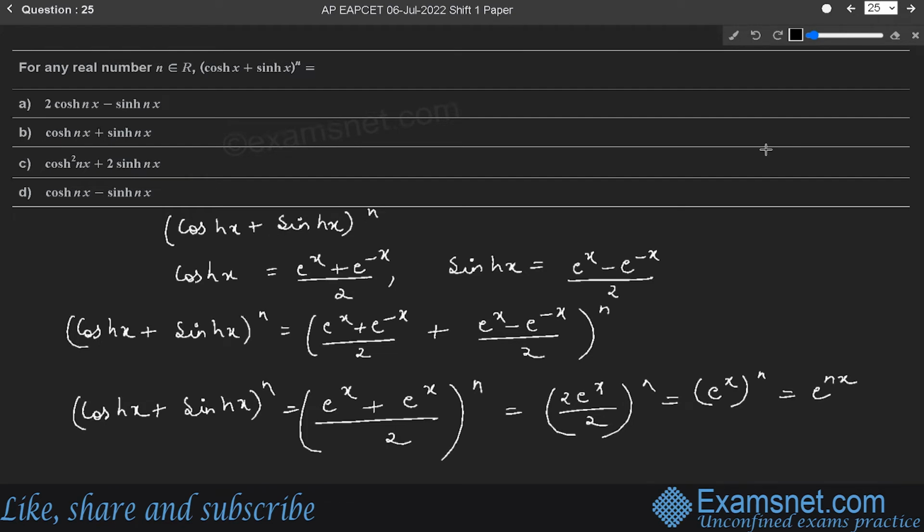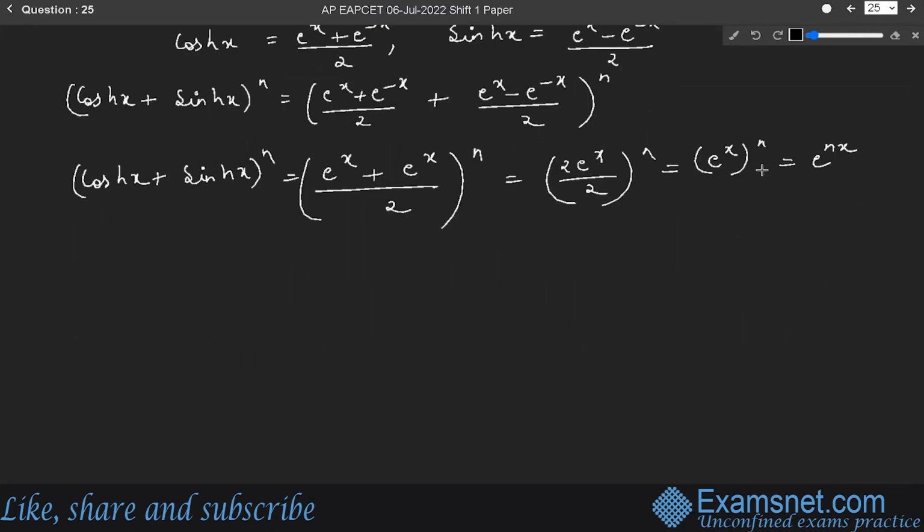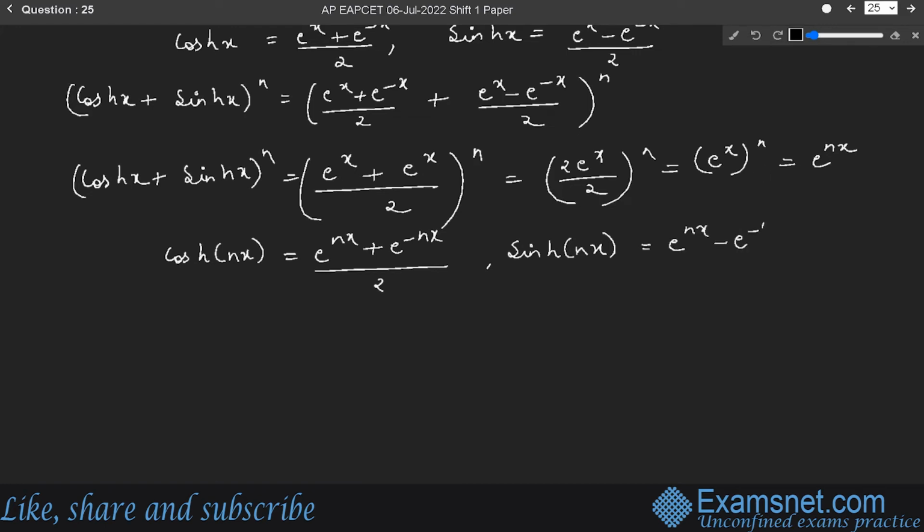Now, again applying the standard formula for hyperbolic functions for solving the RHS: cosh nx is equal to e to the power nx plus e to the power minus nx divided by 2, and sinh nx will be equal to e to the power nx minus e to the power minus nx upon 2.